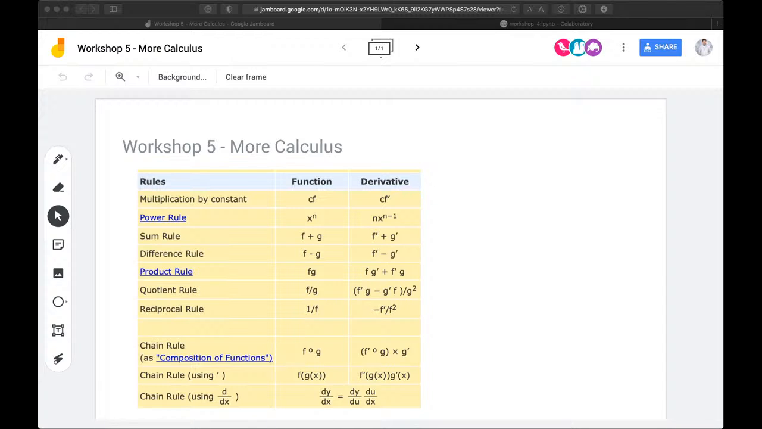So now we have 7 people. Let's wait a little bit more. Hopefully there should be more.